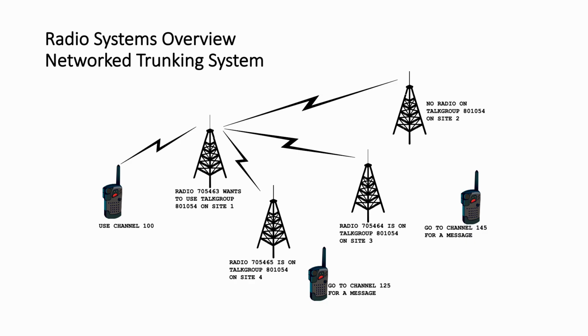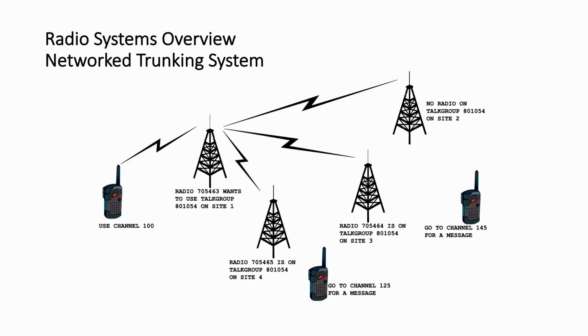However, because the system is networked, there's then a message sent to all other sites that have a radio affiliated with that particular talk group. For example, on Site 3 and 4, when there are subscriber units tuned to that talk group, the system tells that particular radio to go to a specific channel or frequency. As in this example shown, that channel or frequency can be different for each individual radio at different sites.